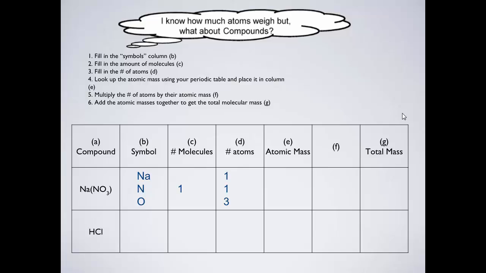Now I'll use my periodic table. What's the atomic mass of sodium, Carter? 22.989. Yeah, we could round for these, so let's round them, so 23 we'll say. Nitrogen, what do you guys have for nitrogen, Stephanie? 14. And oxygen, Francesca? 16.